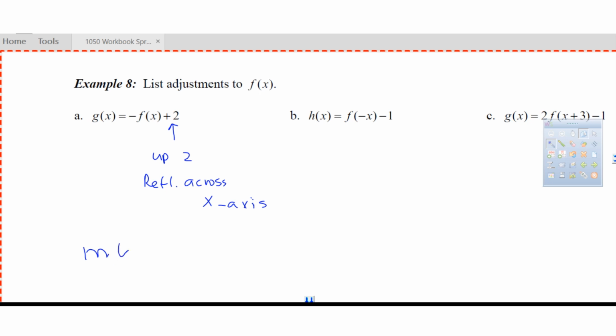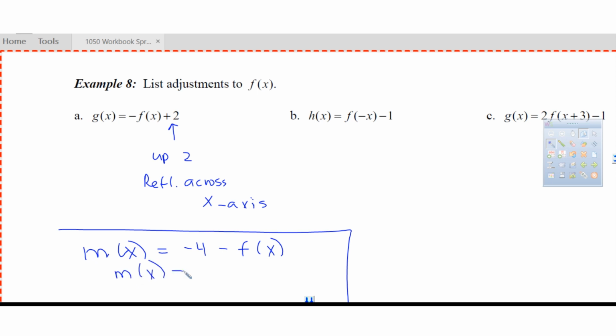M of x is equal to negative 4 minus f of x. What if that were your problem? That's tough. It's not really that bad. We can make it look really nice and very clear by just doing one little thing. Does anyone know what I'm talking about? Just reorder them. Yeah, we're used to that f of x being first, right? You don't have to do that, but if you do, it's going to be easier for you.